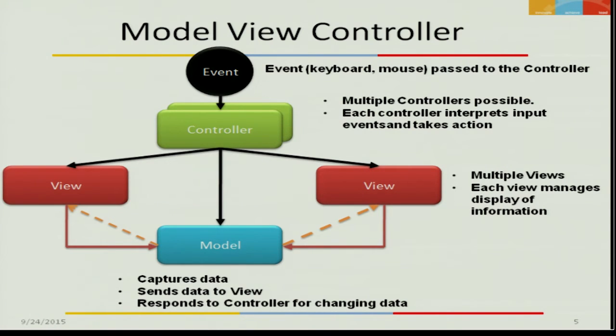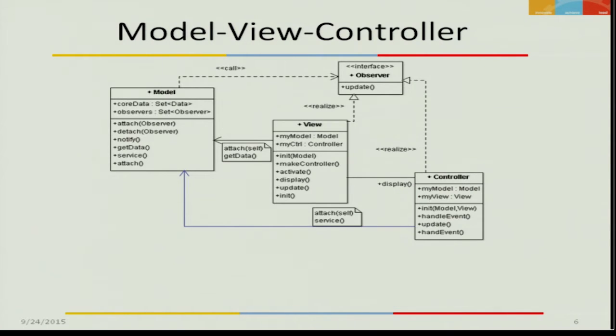The model part essentially captures the data. It sends the data to the view. Not only that, it responds to controller for changing the data. So model encapsulates the data. It also handles the change, and then it informs the view. That's how it works. So let's look at the class diagram for model view controller.